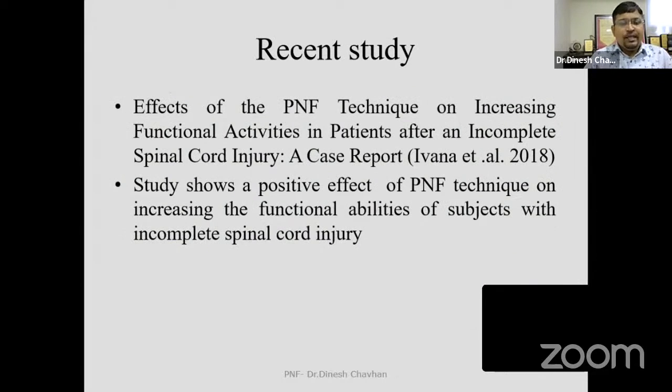Recent studies on PNF: there is a study done in 2018 by Ivana et al. The study topic was the effect of PNF technique on increase in functional activities in a patient after an incomplete spinal cord injury, a case report. They found a positive effect by using a PNF technique, and they improved the functional ability in a spinal cord injury patient. So PNF is a good technique to use to improve the strength even in a spinal cord injury patient.